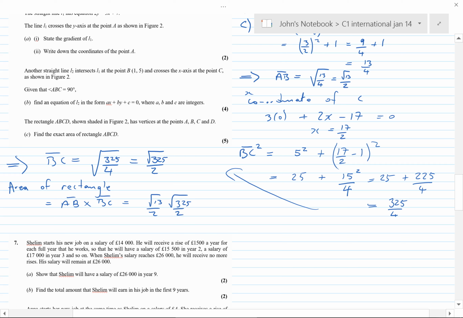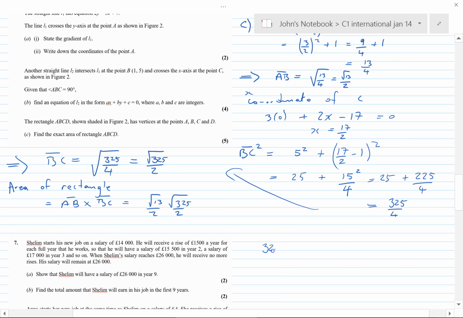Now, a lot of people did all the hard work, all the nitty-gritty, accurately to this point, and then tried to do all kinds of things. I saw people try to do 13 times 325 and then work out the square root of that. It's much harder. Now, it's a calculator paper. It's talking about an exact value. I just have a sense in this type of question that this is going to break down.